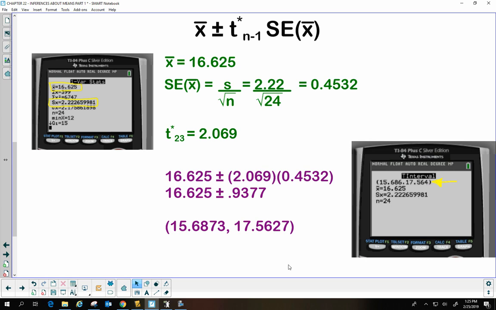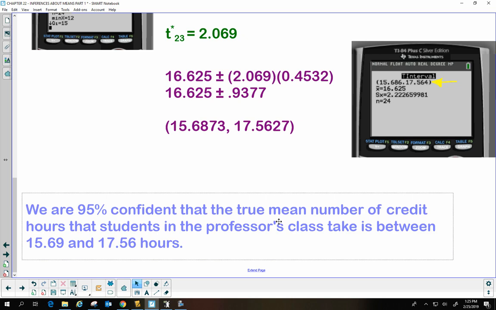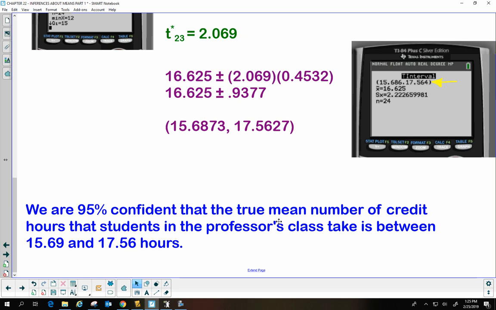Now it's up to us to interpret this interval. We were talking about a mean or average number of credit hours that this professor's students were taking. We are trying to make an inference about the actual mean number of credit hours her students take, not just the 24 we sampled, but all of them. We're 95% confident the true mean number of credit hours the students in the professor's class take is between 15.69 and 17.56 hours.